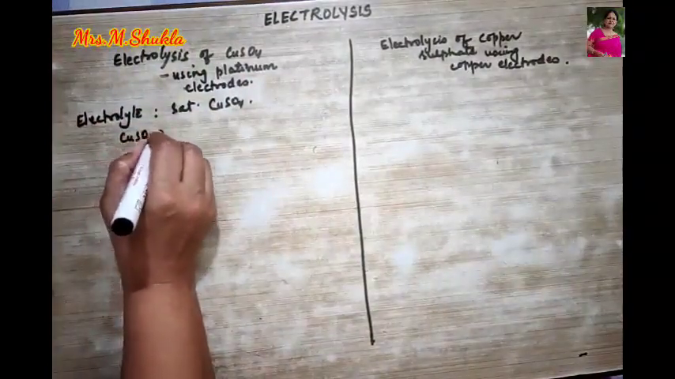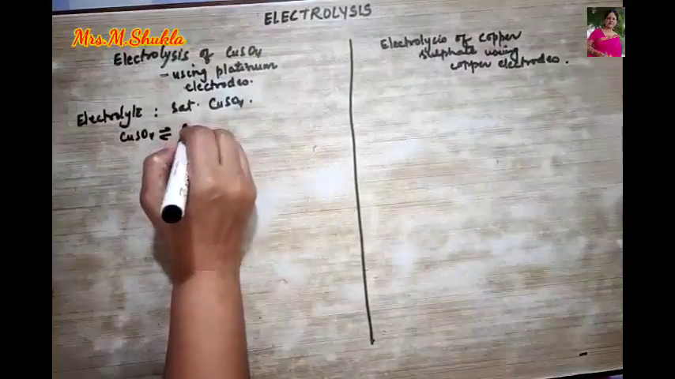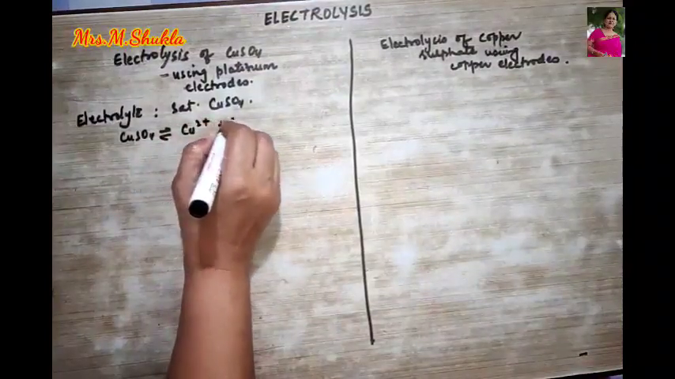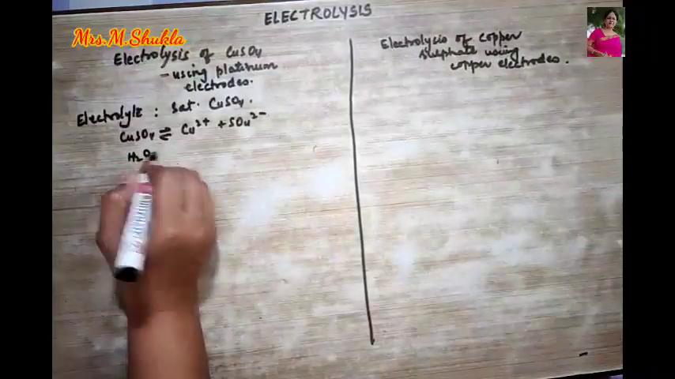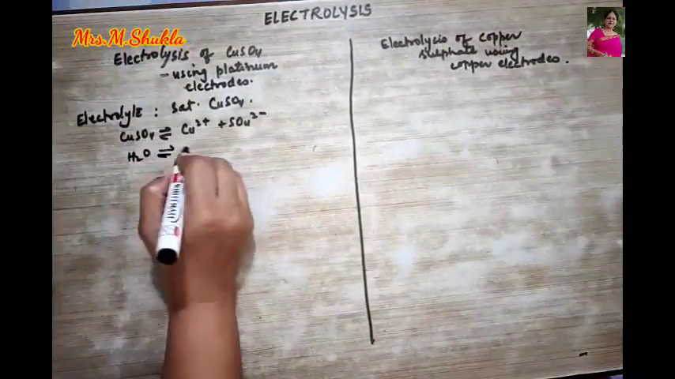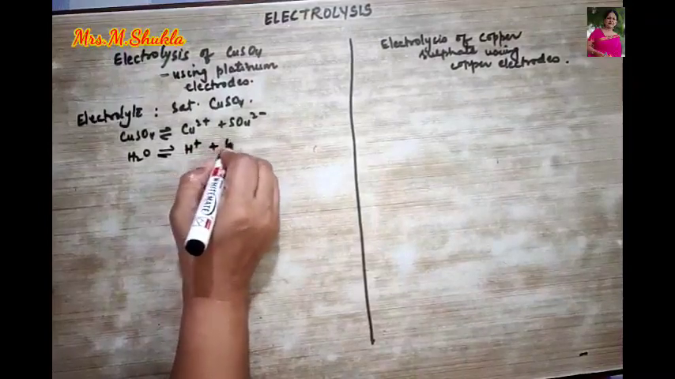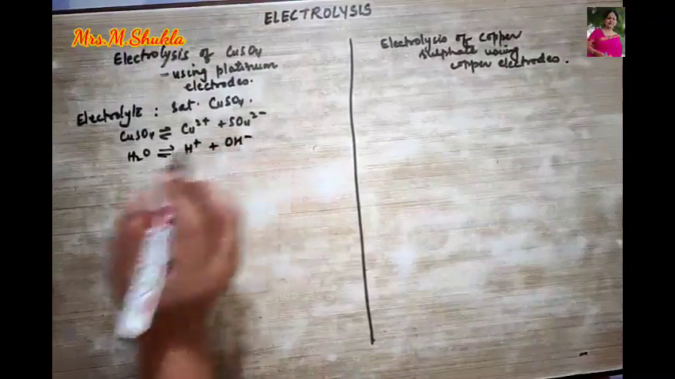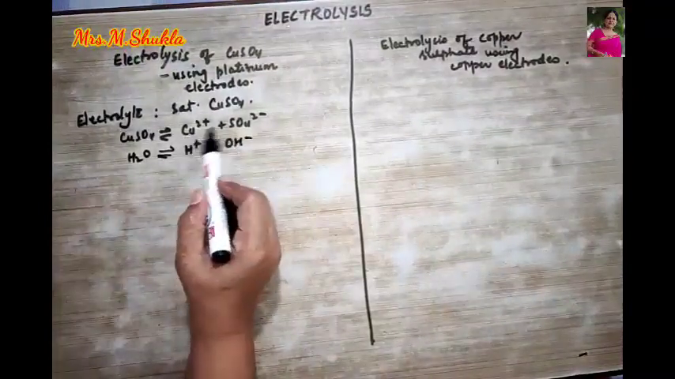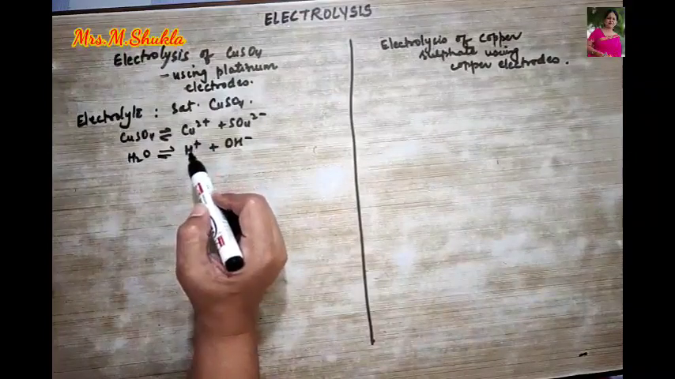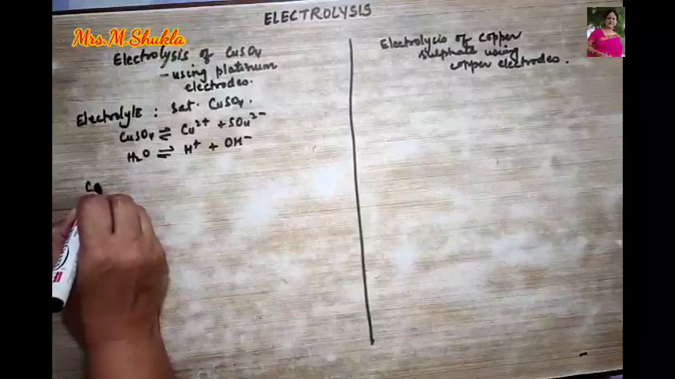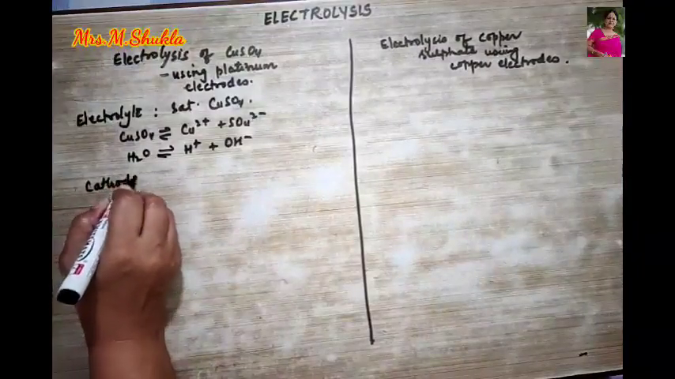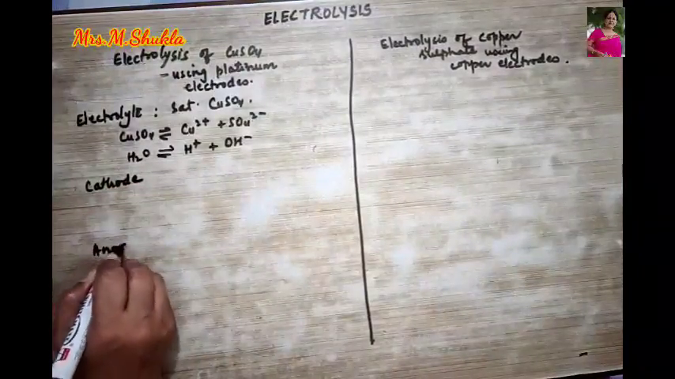Now let us see. CuSO4 on dissociation gives Cu2+ plus SO4 2-, right? And because it is prepared in water, it is going to give H+ and OH-. Now, what are the particles present in the electrolyte? Copper, hydrogen, sulfate and hydroxide. Look at the reactions at cathode and at anode.